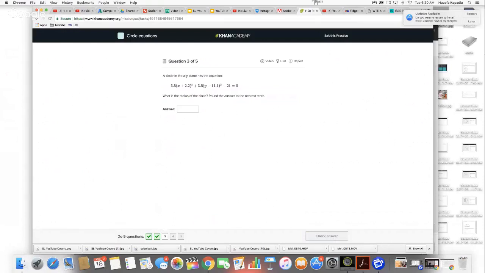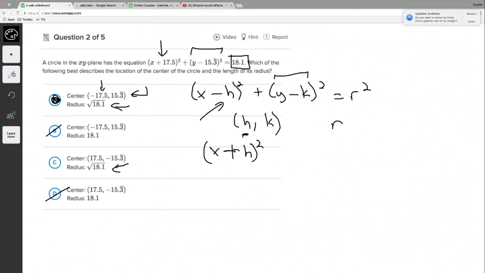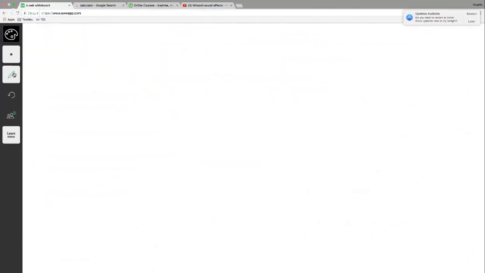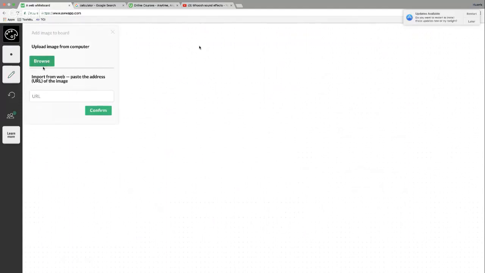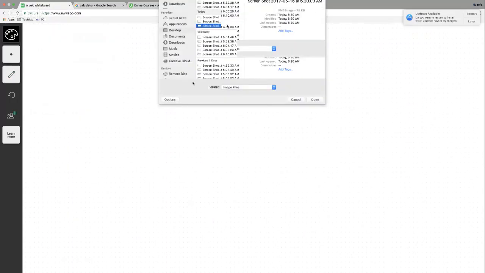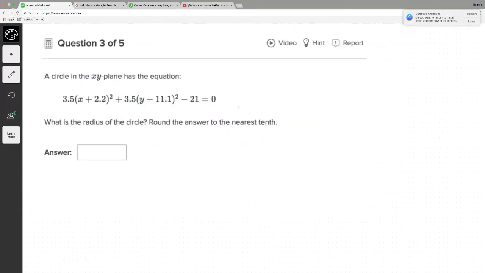Let's jump to question number 3. Question number 3. And here we go. All right, a circle on the xy plane has the equation, blah, blah, blah. What is the radius of the circle? Round the answer to the nearest tenth.